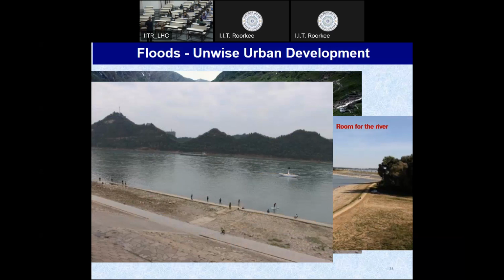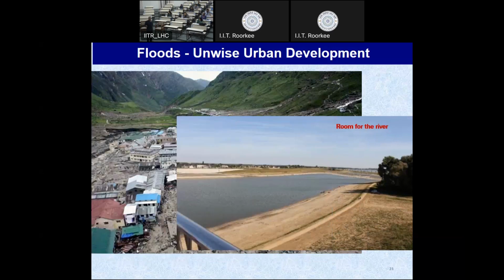This here is a picture from Netherlands, and I wish to demonstrate how they are managing floods. This whole area earlier consisted of residential areas. Their government purchased the plots from the people who were living in this area, removed those houses, and now this area is left vacant for the river to flow. This concept is called room for the river.